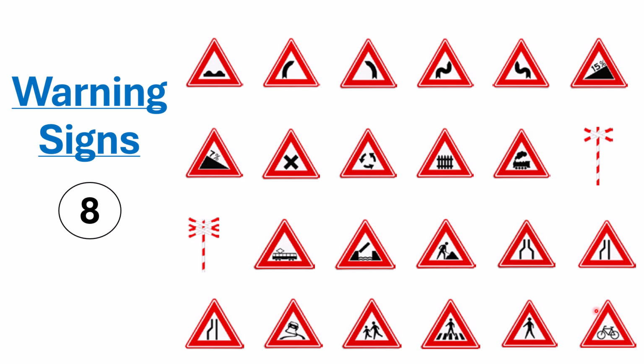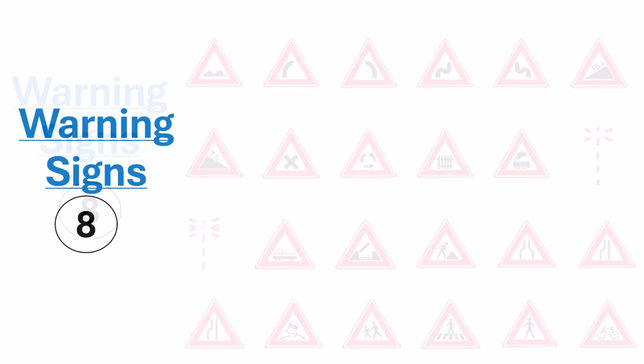And this sign obviously has a bicycle on it. It means there is a bicycle crossing ahead, or a bicyclist may be crossing the road ahead. So this is a warning sign, so you can be aware well before time.